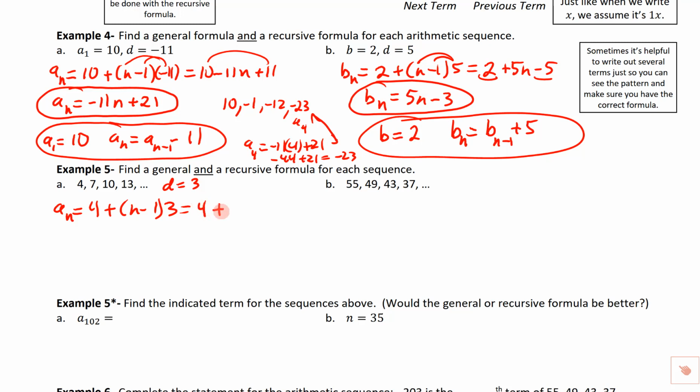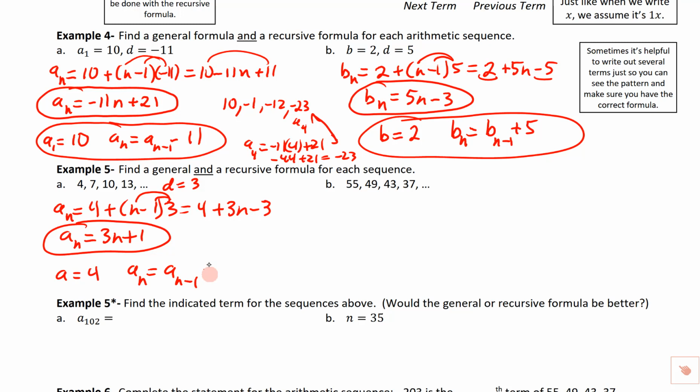So we're going to do 4 plus, we distribute that through, so that's going to be 3n minus 3. So we end up with a sub n is equal to 3n. We'll write that term first, and then this is going to be plus 1. We go ahead and circle that, and we've got our formula. The other way to do it is as a recursively defined formula: we'll write a sub 1 is equal to 4, and then we'll write the next term. We find that by taking the previous term and then just adding the common difference. And in this case, the common difference is positive, so we're just going to write plus 3. We circle that, and we're done.